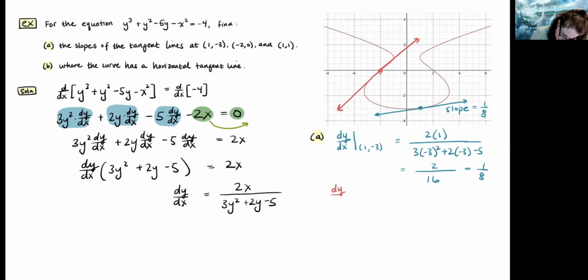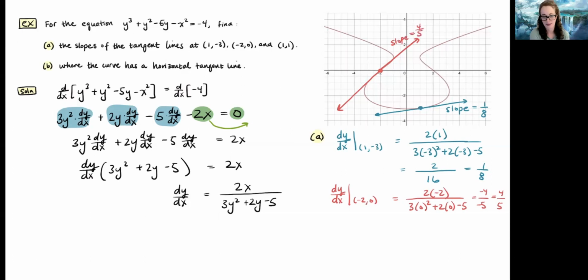So let's see what we get when we plug in a -2 for x and a 0 for y. So we'll get 2 times -2 up top. Down on the bottom, we'll get 3 times 0 squared plus 2 times 0 minus 5. That puts us at -4 over -5, and that's the same as just 4/5. Okay, so the slope of this pink line here is 4/5. And it's positive and it's larger than 1/8. So at least based on the picture, that is a good indicator of our slope. Or it makes sense at least.